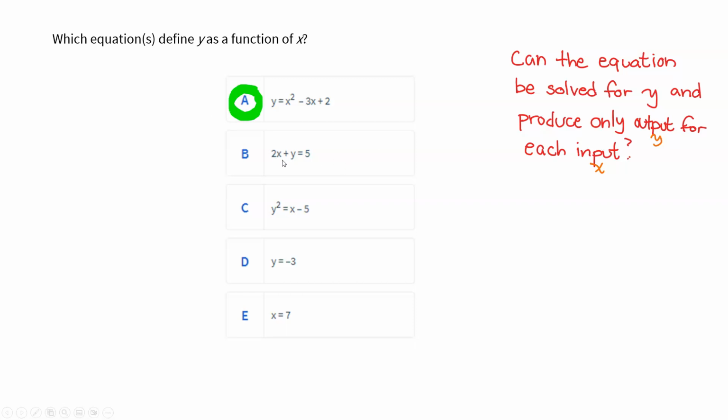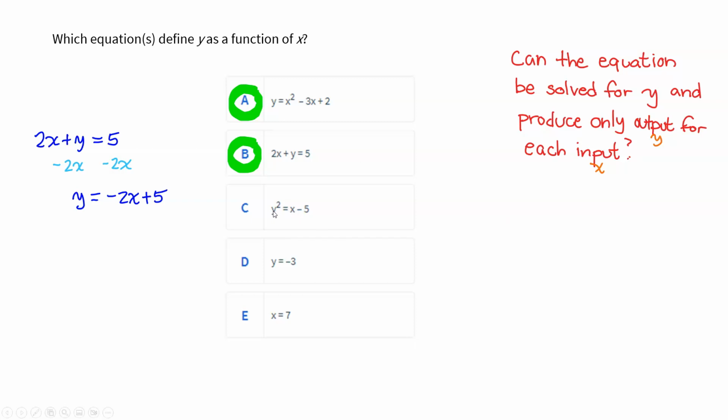This one here, it's not currently solved for y, but I can manipulate this. I could isolate the y by subtracting 2x from both sides. And so now I have y equals negative 2x plus 5. Again, if I substitute a value in for x, I'm going to get exactly one y value. So this is an instance where y is defined as a function of x.